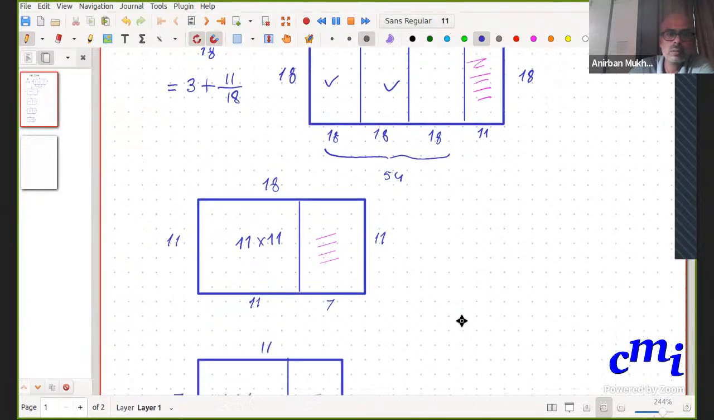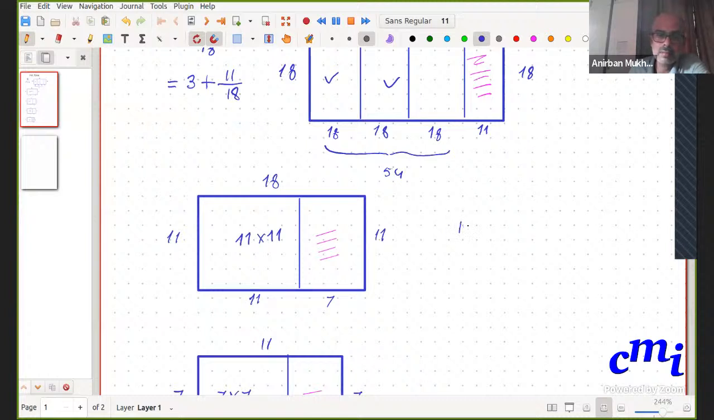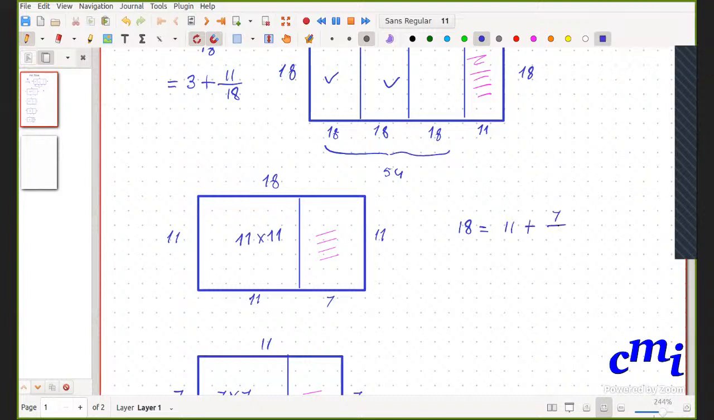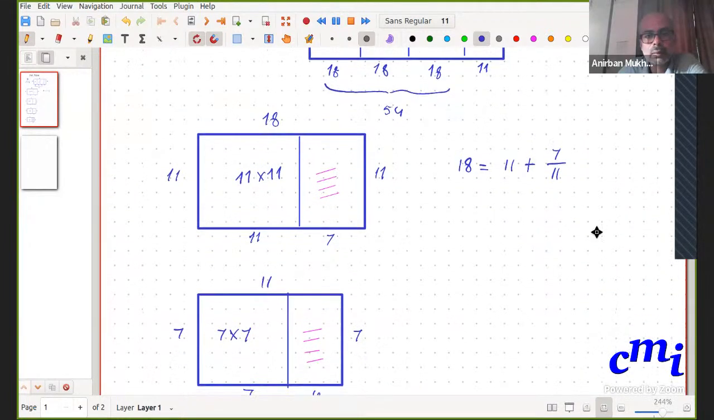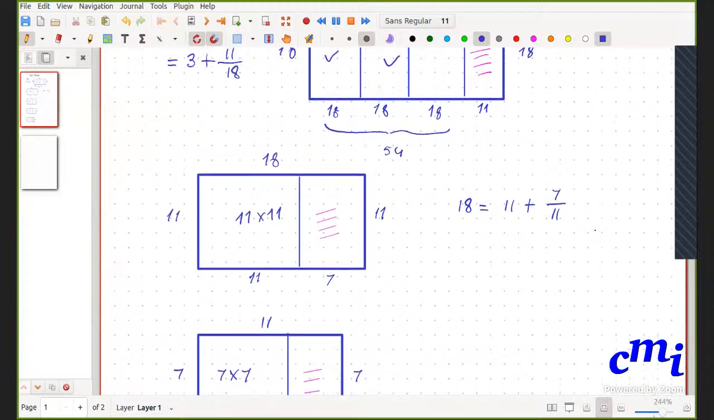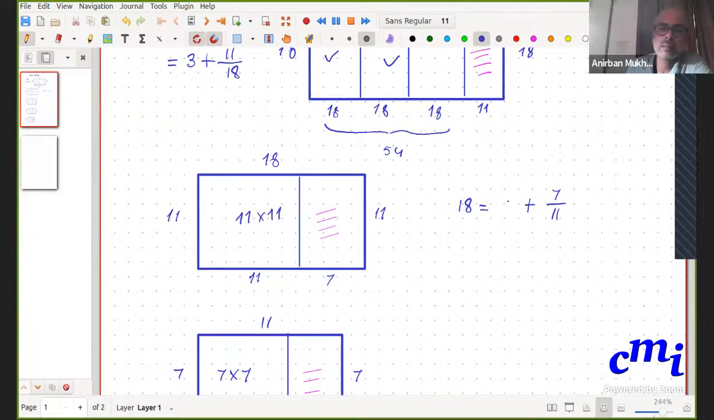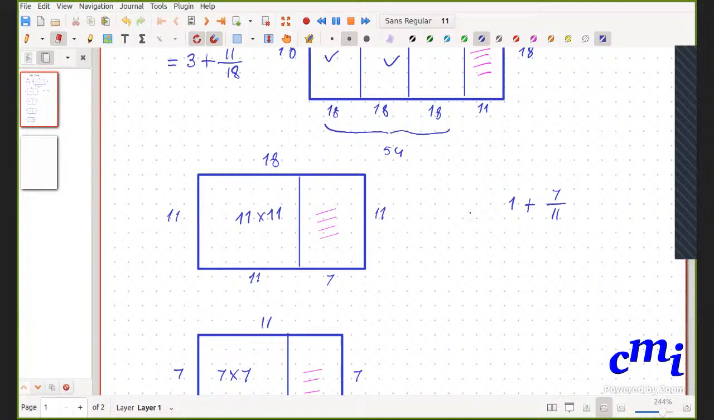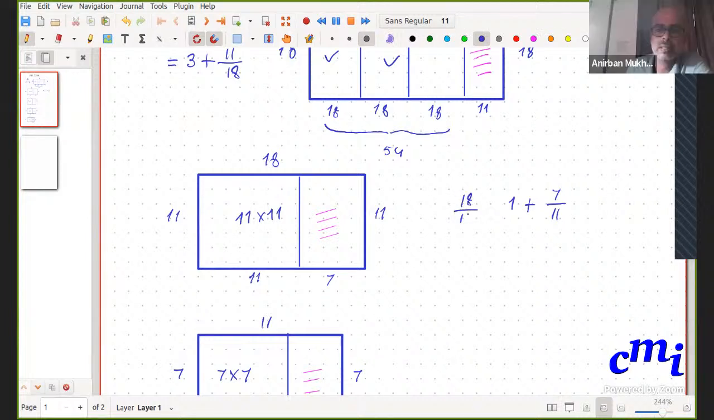And what did we do here? Here we have written 18 by 11 as 1 plus 7 by 11.